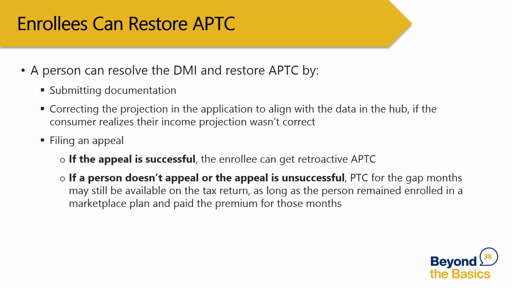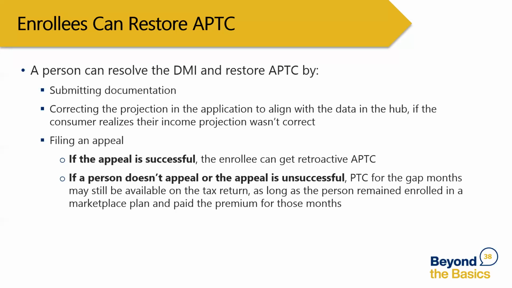A person can resolve the DMI and restore the APTC by submitting documentation. Even though that 90 days has expired, if they submit documentation, they can get that APTC back. They can also, if they realize that their application was wrong, correct their application and change the projection. And if that aligns with the data in the hub, then they will be able to restore their APTC. They can also file an appeal. If an appeal is successful, they can get retroactive APTC.